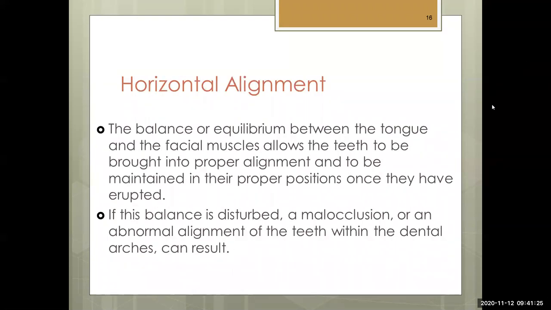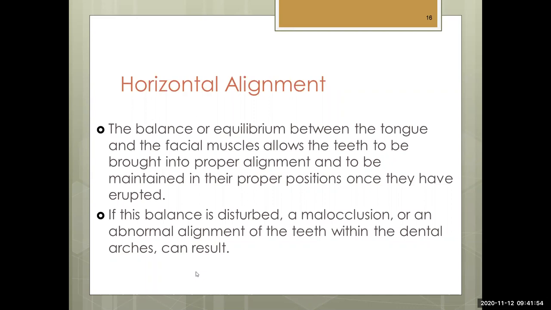So we want to have horizontal alignment, and that's the balance or equilibrium between the tongue and the facial muscles that allow the teeth to be brought into proper alignment, as well as to be maintained in their proper positions once they have erupted. So if the balance is disrupted, malocclusion or an abnormal alignment of the teeth within that dental arch can result. For example, thumb sucking.